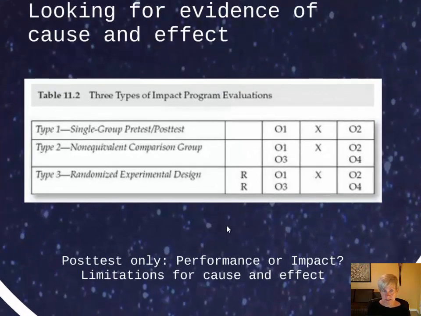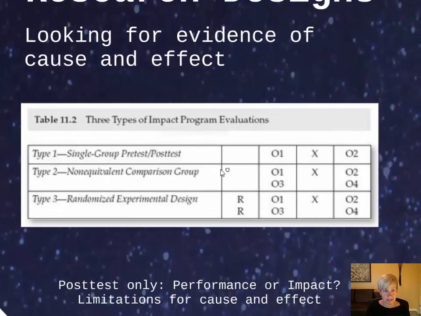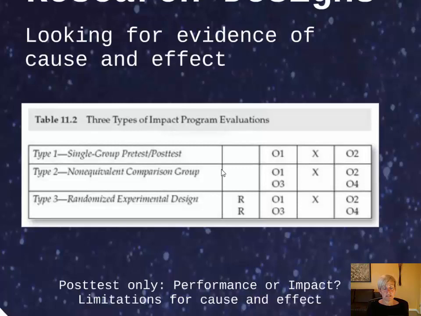So you're looking for evidence of cause and effect. You're looking for evidence that the program you put in place, that intervention that you had, made a difference. So here are 3 types of impact for program evaluation, and I'm going to talk about post-test in just a moment. Well, let's take a look here at single group, pre-test, and post-test. So if you have a single group, you have one observation or some sort of data that you collect, some sort of analysis. It may be an observation. It may be a paper and pencil test. It may be some sort of performance.